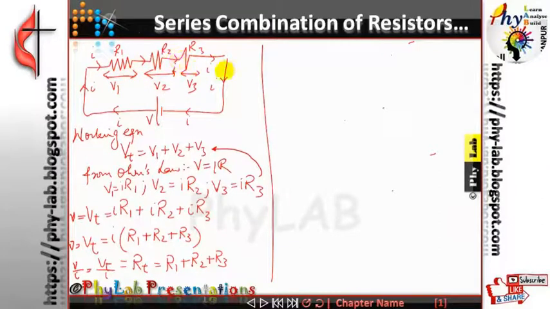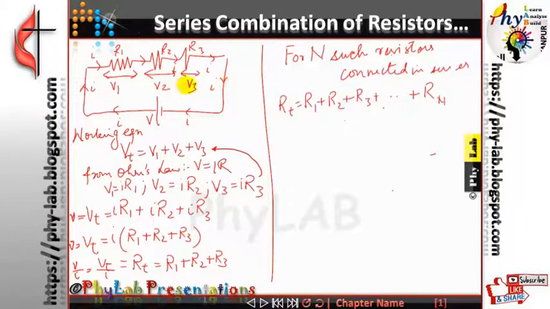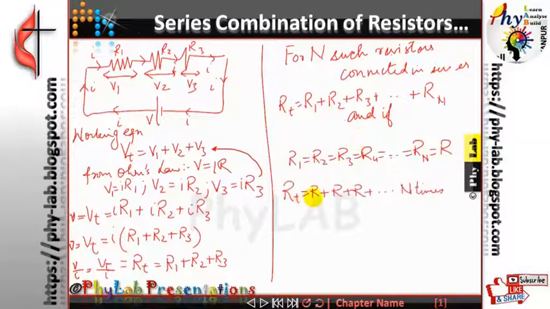Now if there were n such resistors, R1, R2, R3 and so on till n, connected in series, then R total will be equal to R1 plus R2 plus R3 plus dot dot dot till Rn. Now if R1 is equal to R2 is equal to R3 is equal to Rn is equal to R, if each resistor was of R ohm each, then R total will be equal to R plus R plus R, how many times? N times. So the net resistance comes out to be NR.